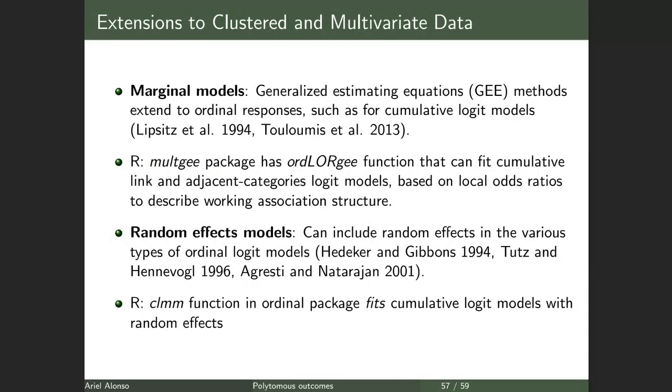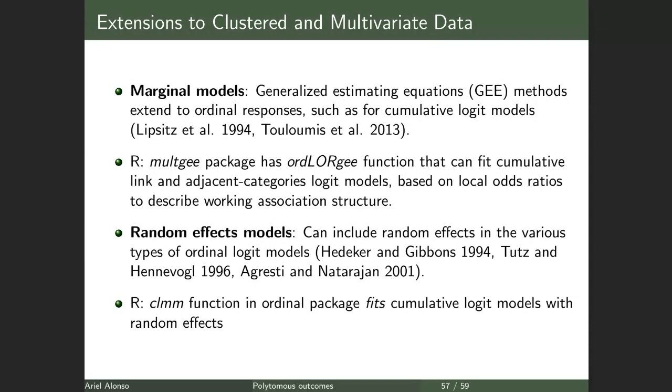For instance, in the logistic regression case, we saw quasi-likelihood methods. Can I have quasi-likelihood methods here too when my response is not a binary variable, but is a categorical variable or an ordinal variable? Yes, you can also have some kind of quasi-likelihood methods here. They are called generalized estimating equations. You can extend these to ordinal responses, for instance, such as the cumulative logit model. But we are not going to see that.